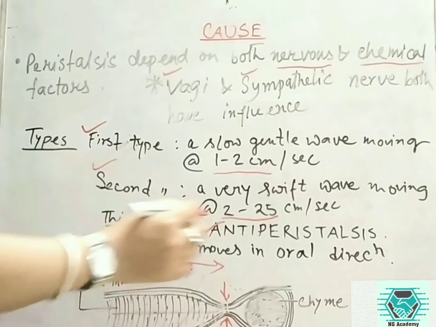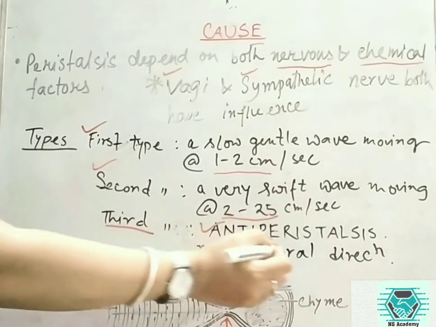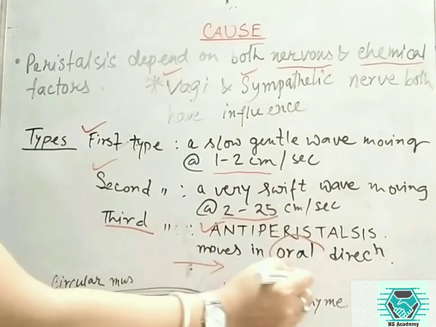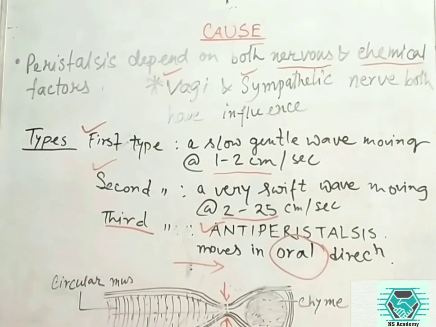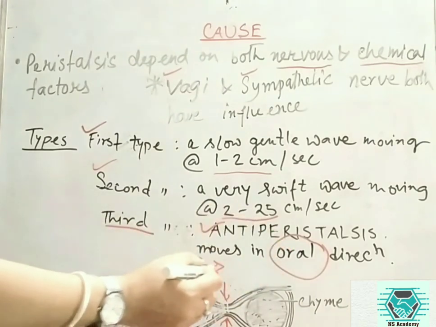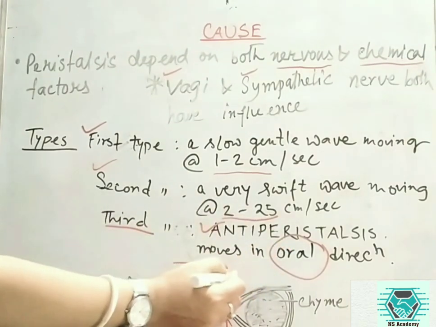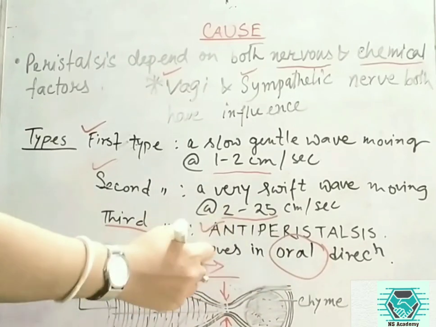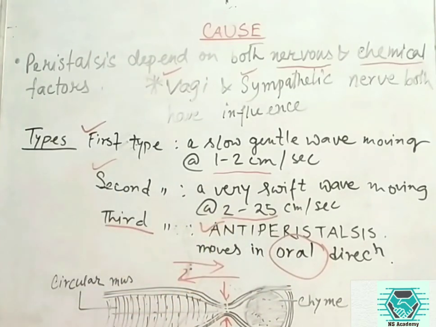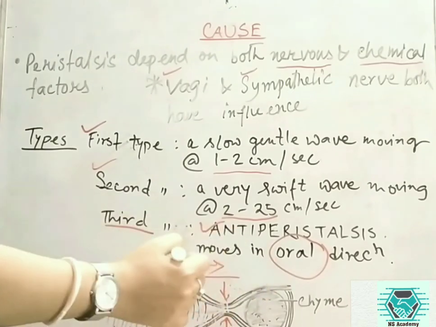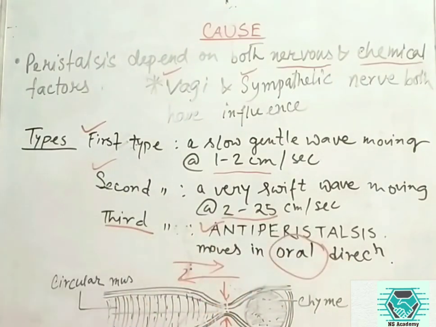The third type is known as anti-peristalsis. So if the question comes, what do you mean by anti-peristalsis, in every respect it is the same as peristalsis, except that its direction is opposite. It moves in the oral direction. It is present in the second and third parts of the duodenum only in men. Weak antiperistalsis also occurs in the terminal part of the ileum, thus preventing a rapid passage of the ileal contents into the cecum.